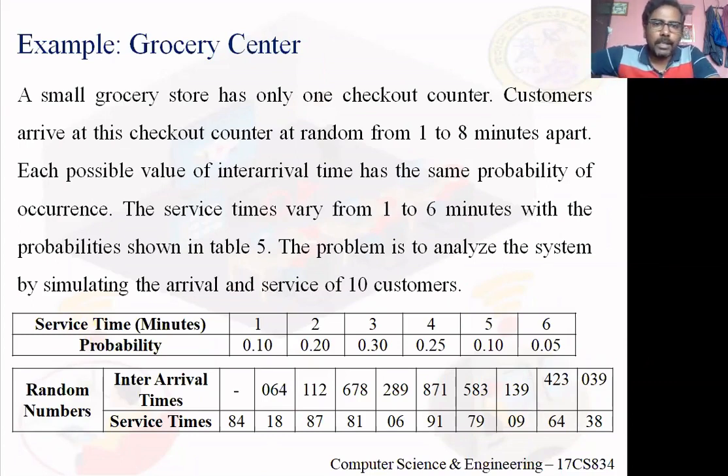A small grocery store has only one checkout counter. Grocery store means it's like a supermarket. You will go to the supermarket and purchase all the groceries. You will place them into a trolley bag. You will enter the supermarket, pick all the items you require, place them into the trolley bag, then take the trolley bag to a checkout for billing. Then you will depart.